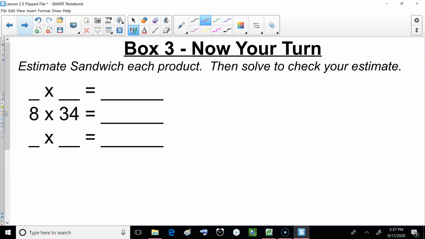And another problem to try, 8 times 34. We do the same strategy, the same skills, to really practice understanding how we estimate and see if our number's in between those two.